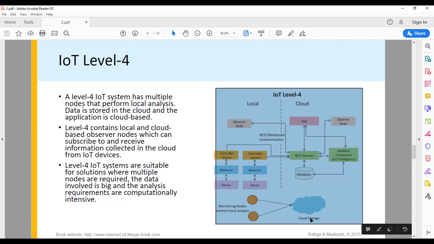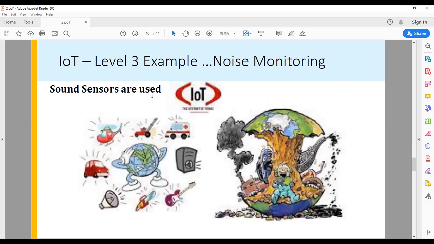Smartphones mostly use this. Let's check an example for this, that is a noise monitoring system. Sound sensors can be applied throughout the globe. If we want to monitor the sound levels throughout the globe, then how the sensors should work, you can imagine.